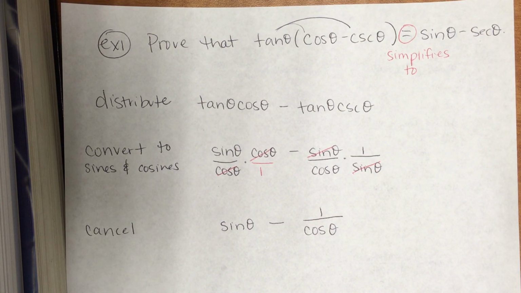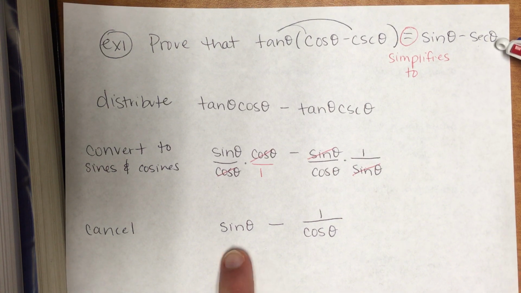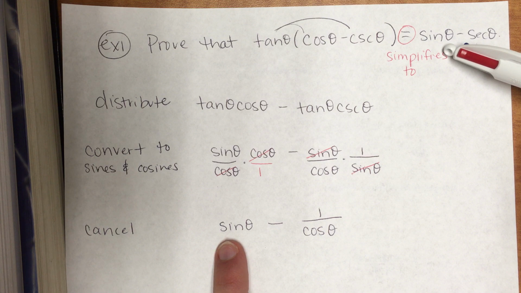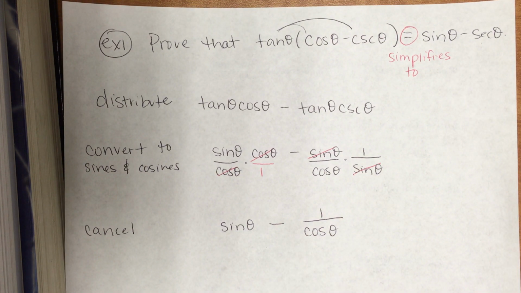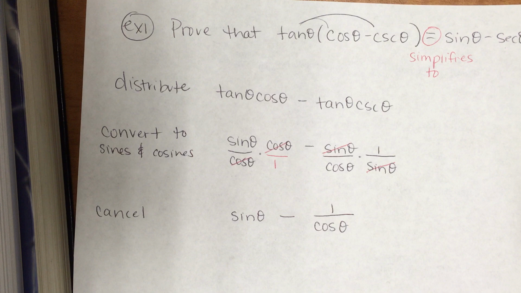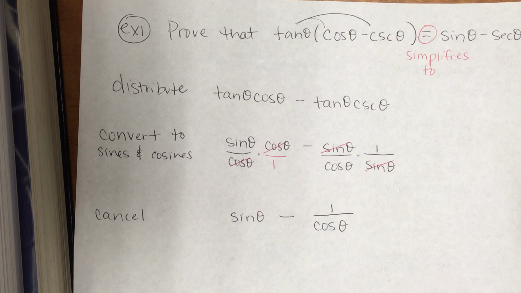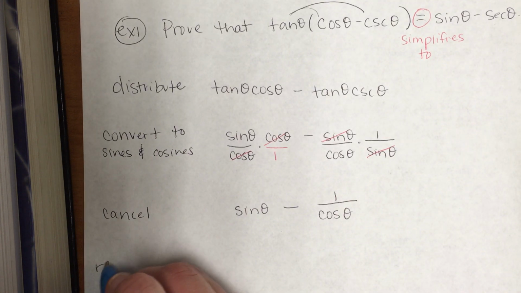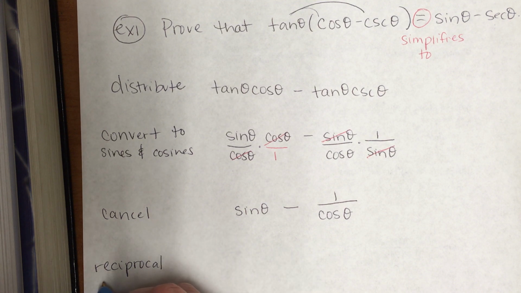Now would be a good time to double check and look back at your original problem to see what your answer is supposed to be. Right now we're super close. We have a sine theta, but our second piece isn't the same. Luckily, and eventually you'll have all this memorized, this is secant theta. It's your reciprocal identity. 1 over cosine is secant. So my last step here is reciprocal identity, or you can say convert, or you can say convert back.